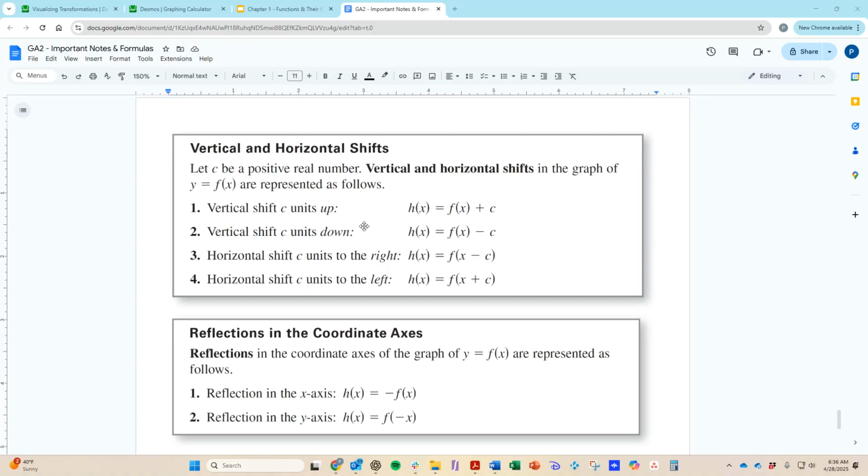All right, so here's something that captures what we just learned, these vertical and horizontal shifts. You can see here, vertical shift up, if we add a constant on the outside. If we subtract a constant on the outside, that's a vertical shift down. And then a horizontal shift to the right is if we subtract something on the inside where x is, and a horizontal shift left is if we add something on the inside. Okay, so those are vertical and horizontal shifts. And remember, they happen by adding and subtracting. Outside vertical, inside horizontal.